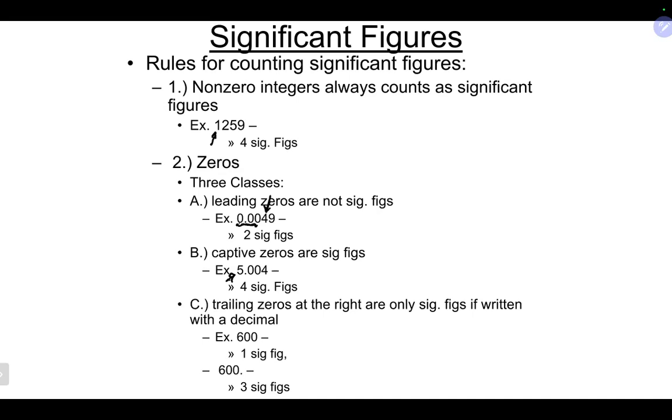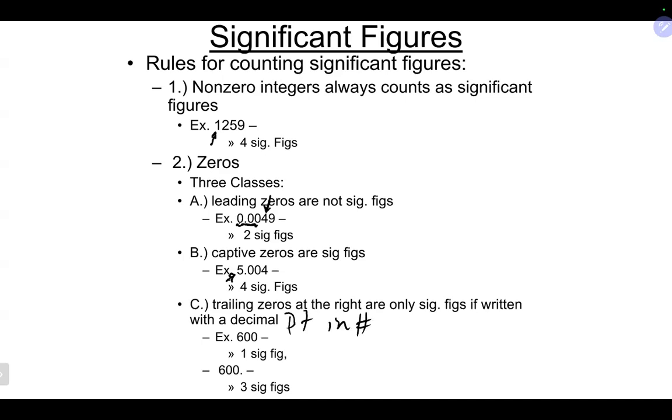Now, the last type of zero is really the one that gives people the hardest time in a lot of cases. And that is what is sometimes referred to as the trailing zero. The trailing zero may or may not be significant. What really determines whether or not those zeros that come at the end are going to be significant is, is there a decimal point in the number? So is there a decimal point in that number?